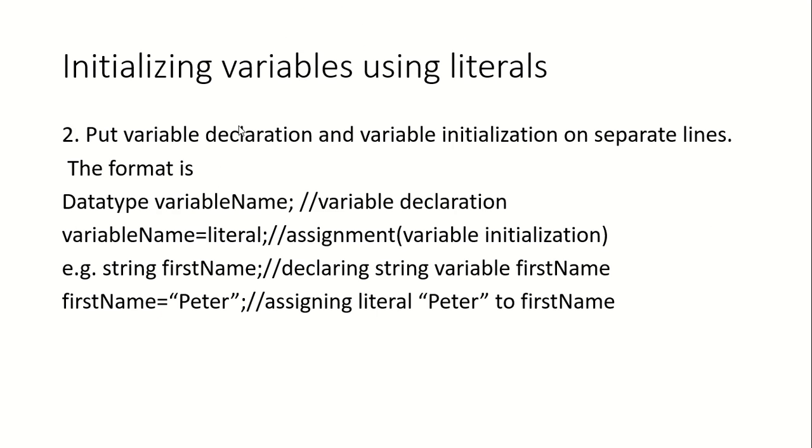So the second way of initializing variables is to put variable declaration and variable initialization on separate lines. The format is that type variable name will be on the first line, and variable name equals literal assignment will be on the second line. E.g., I have string first name here, so on the first line I declare string variable first name. Then on the second line I have first name equals Peter. So what am I doing on the second line? I'm assigning literal Peter to first name.